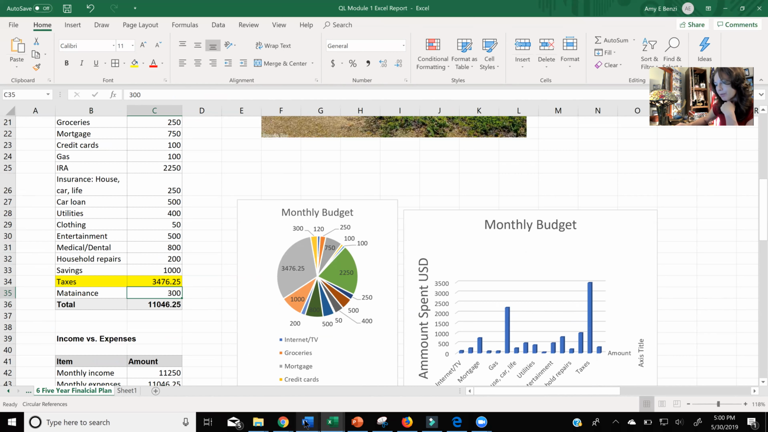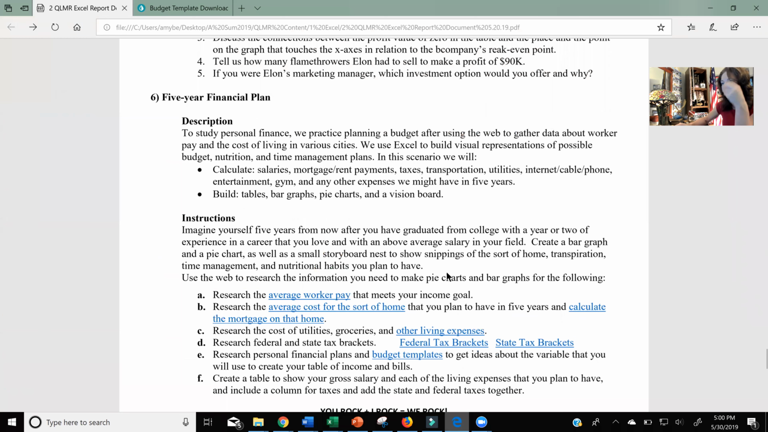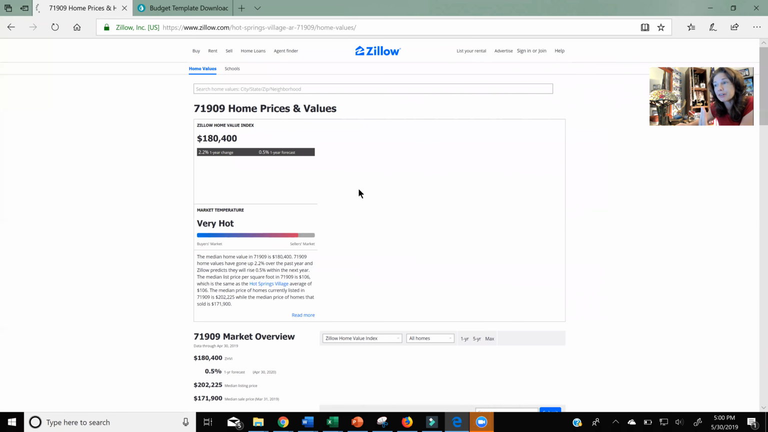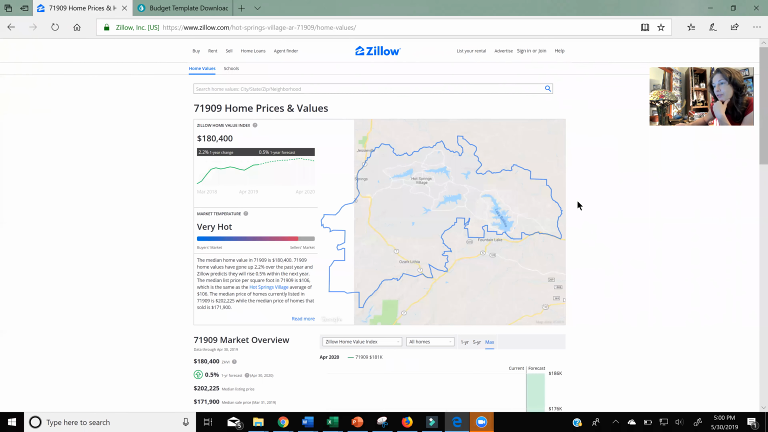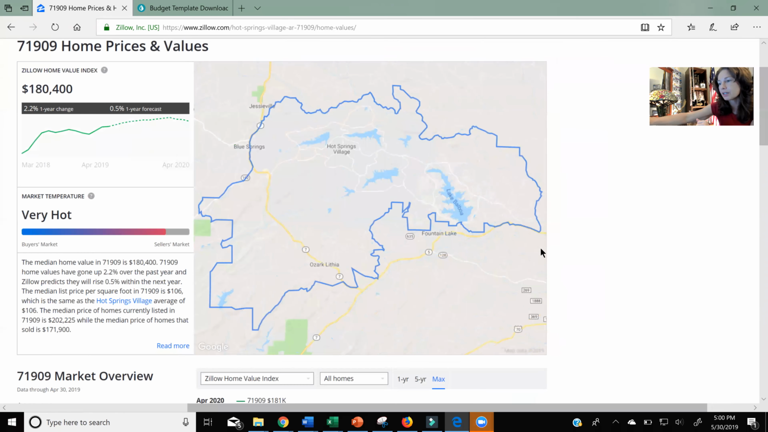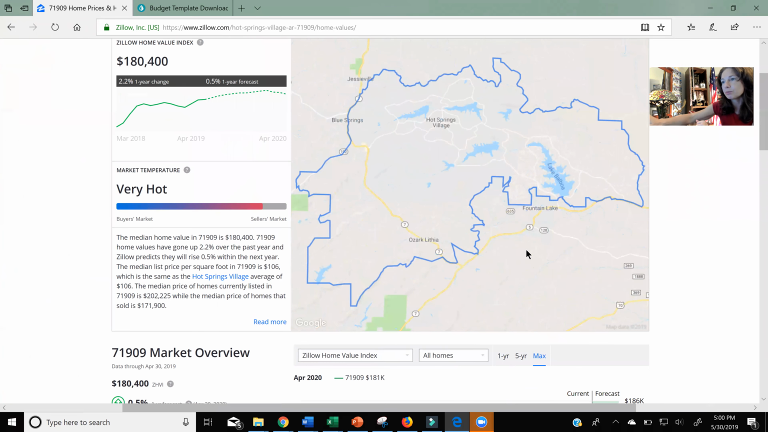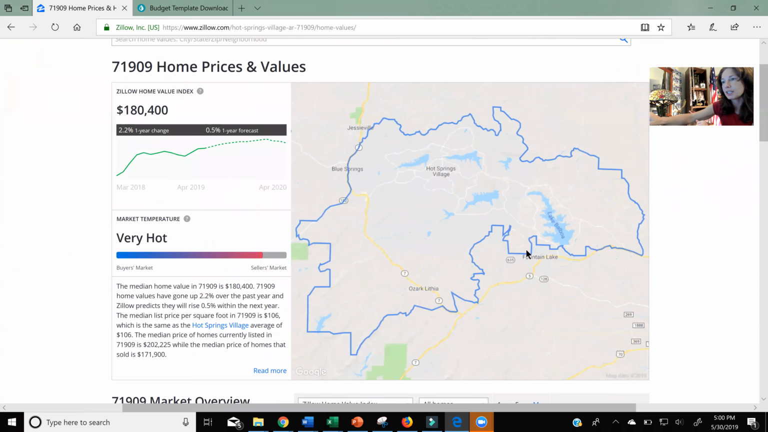This is the part where I want to take you to the form. So right here on this form, you guys have a lot of different things to look through. The average worker's pay, average cost for the sort of home you want. These are all just links you can use. If you have something better to use, tell me. I always love new information and new resources. But here, for example, you guys can look up the prices of homes. Here, this is giving me the price of all the homes in this zip code, 71909. I guess it just knows where I am.